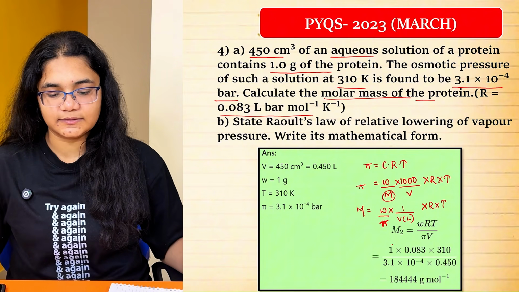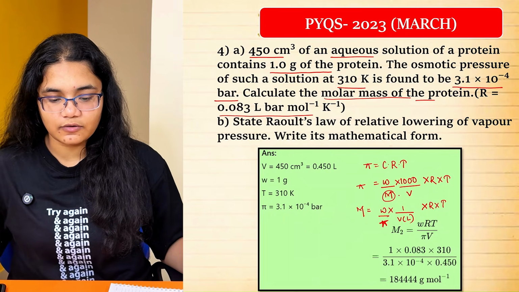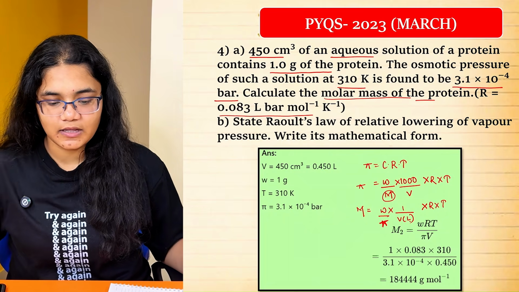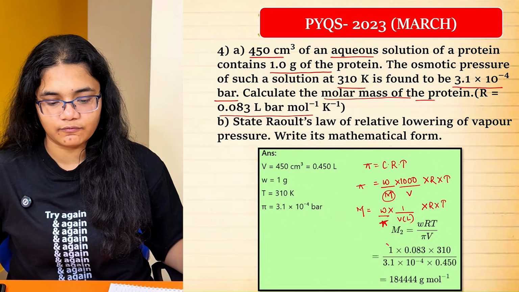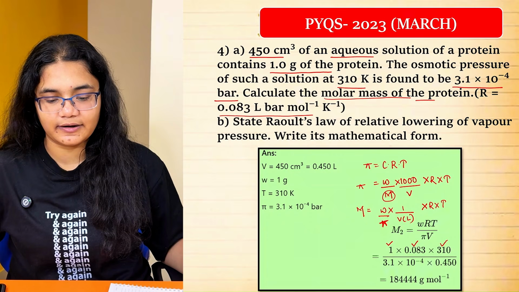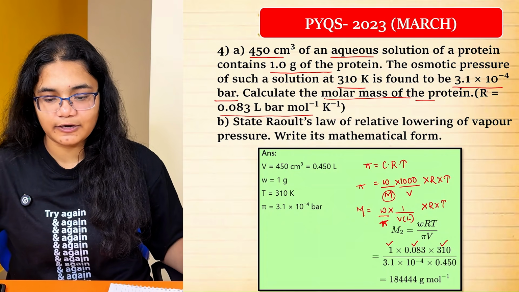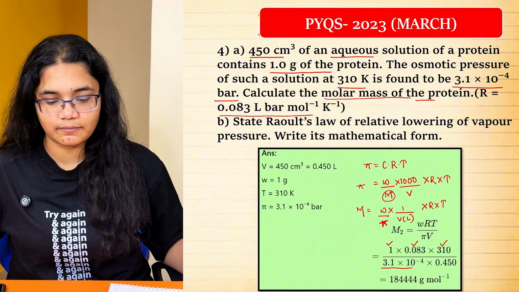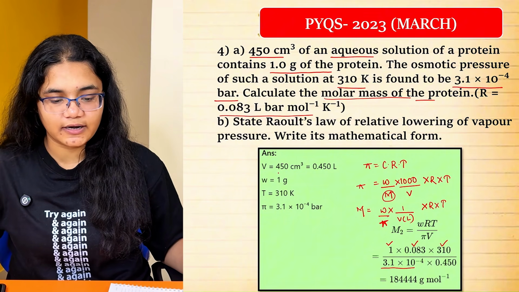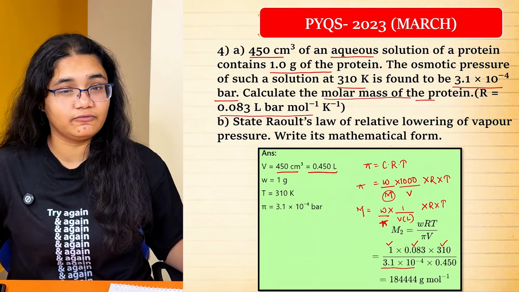Okay, so now let us substitute here. What is the value of W, means how many grams of the sample is taken? 1 gram. So I can substitute W equal to 1. Then R value is 0.083. Temperature is 310 Kelvin. Then pi value is how much? 3.1 into 10 to the power of minus 4. And volume is 450 ml, right? 450 ml can be converted to 0.45 liter.